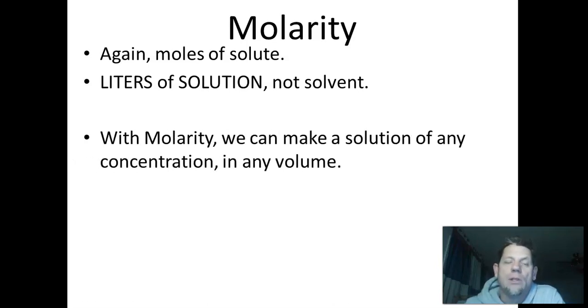With molarity, you can make a solution of any concentration in any volume. I can make 10 milliliters of whatever concentration I need, assuming that the solute will actually dissolve in the solvent. I can make 500 liters, I can make 10 liters, I can make 1 liter. Typically in our classroom for all of the labs that we do, I make things in either 250 milliliters, 500 milliliters, or 1 liter. Hopefully you'll notice that this is always saying liters of solution.